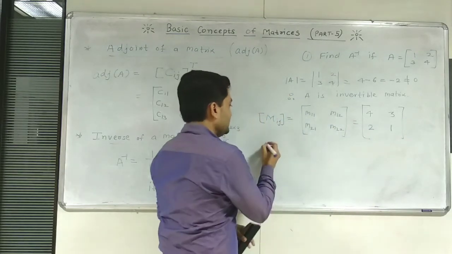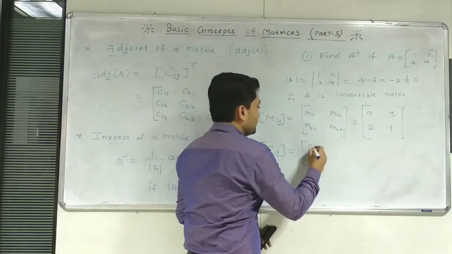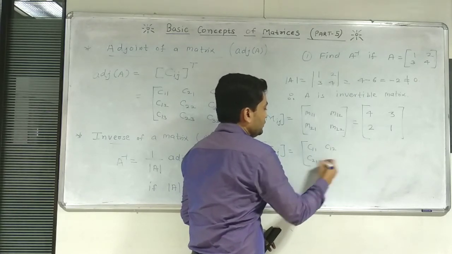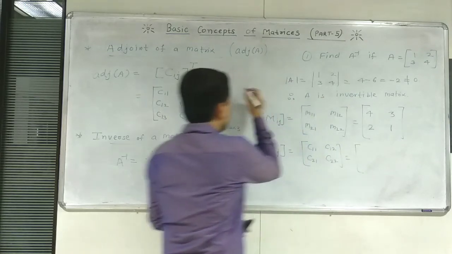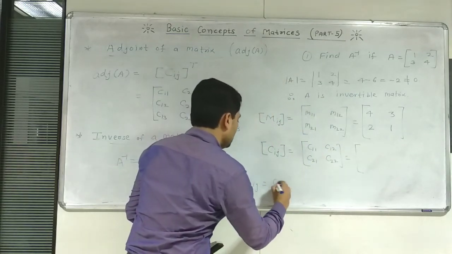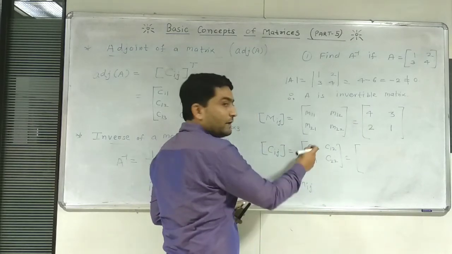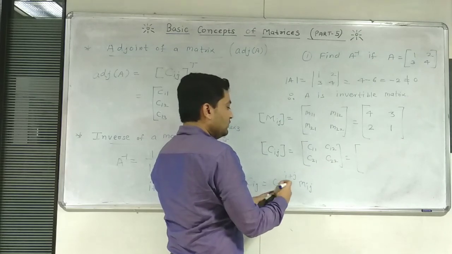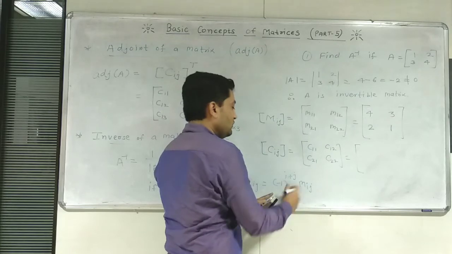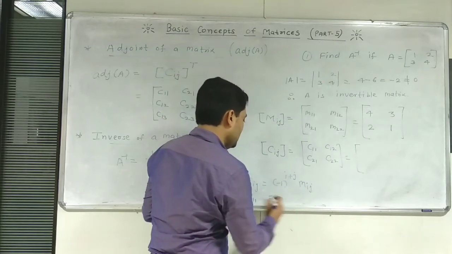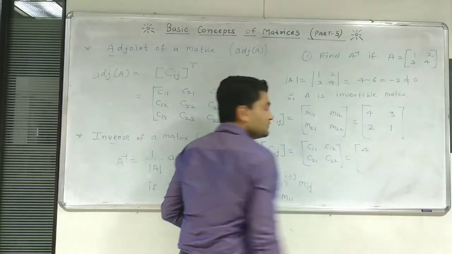Similarly, what is the cofactor matrix? Cij. Cofactor matrix notation is C11, C12, C21 and C22. What is the value of C11? We know the formula is Cij is equal to minus 1 raised to i plus j into Mij. So C11 equals minus 1 raised to 1 plus 1. 1 plus 1 is 2, so minus 1 squared is positive. So C11 equals M11 only. M11 is equal to 4, so C11 is also 4.